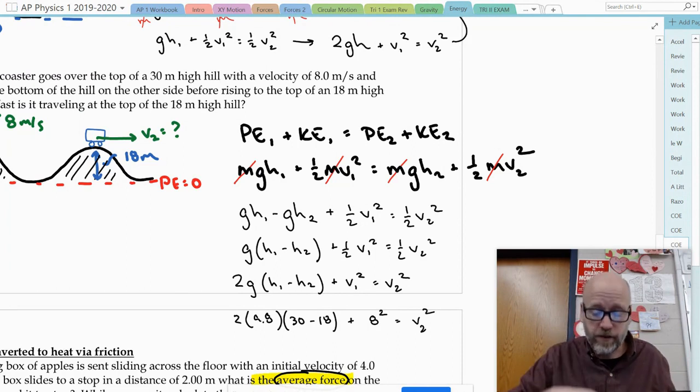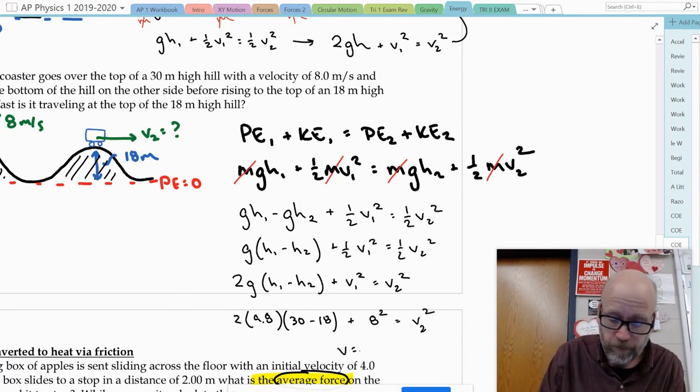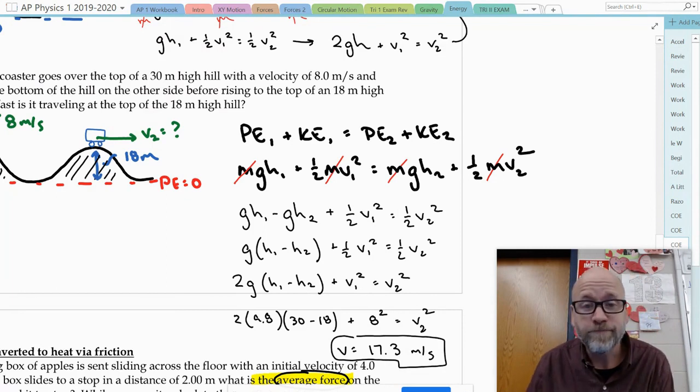Many of you are going to take the square root before you even write it down. Gosh, you guys are good. I went and took the square root as well, and I got 17.3 meters per second. Yeah? Okay.